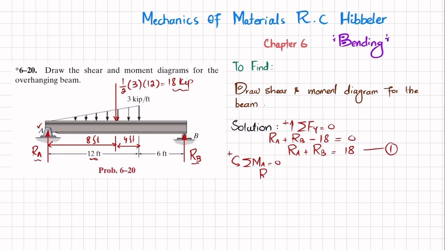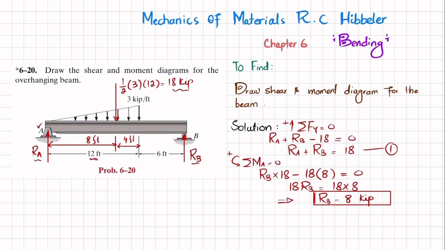So I will write RB times 18, which is counterclockwise, minus 18 times 8 is equal to 0. It means that 18 RB is equal to 18 multiplied by 8. From here you will get RB equal to 8 kip. Now put RB equal to 8 kip in equation 1. So you will get RA equal to 18 minus 8, which is 10 kip.